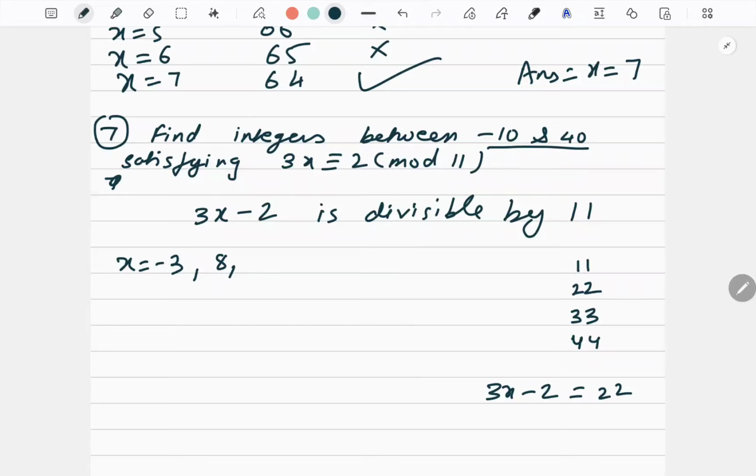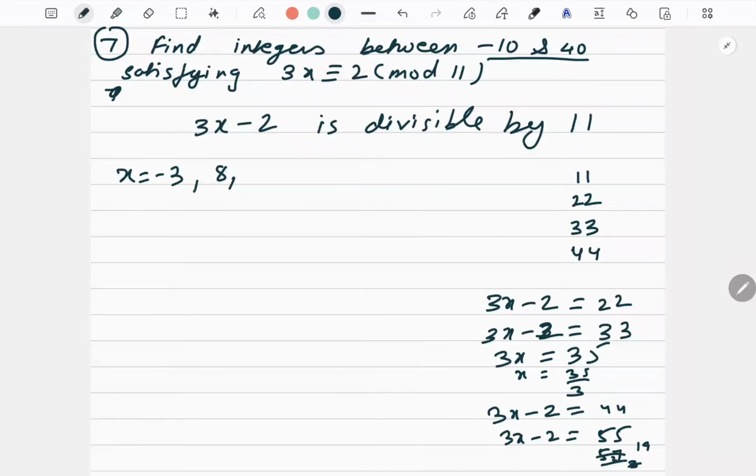Now next is 33. So 3x minus 2 is equal to 33. So 3x is equal to what? 35. So x is equal to 35. Now 33, when I am doing, what is happening? 35 by 3, which is not working because we are looking only for the numbers, right? So this is ruled out.